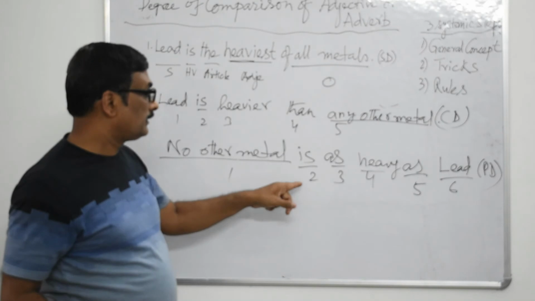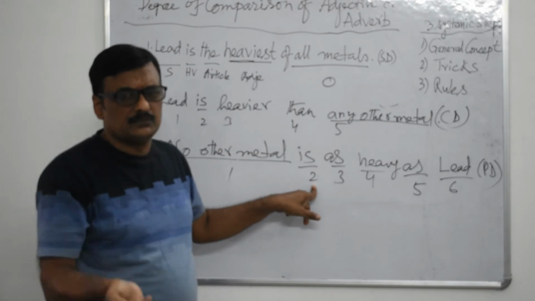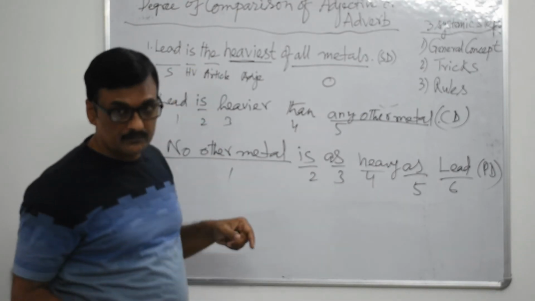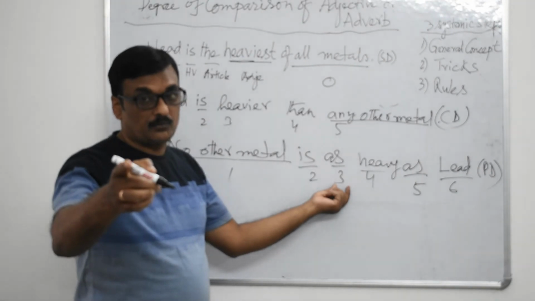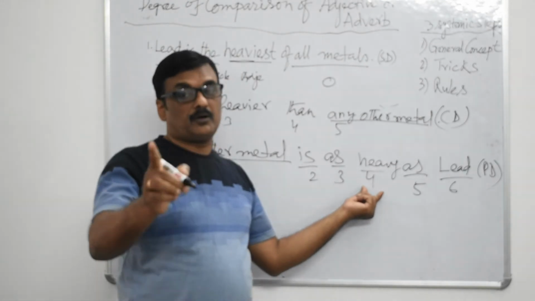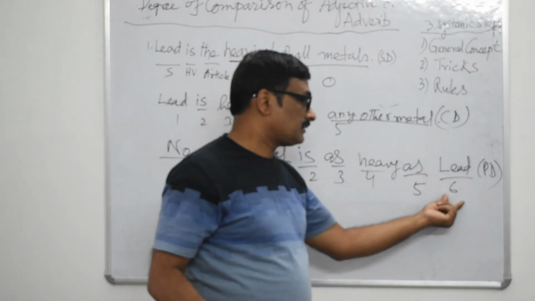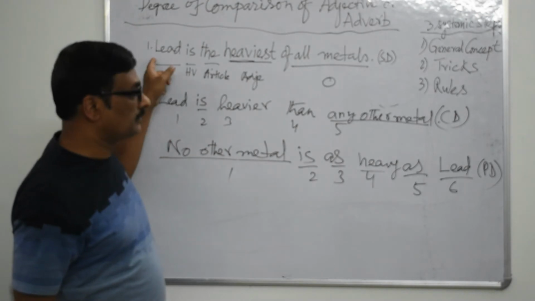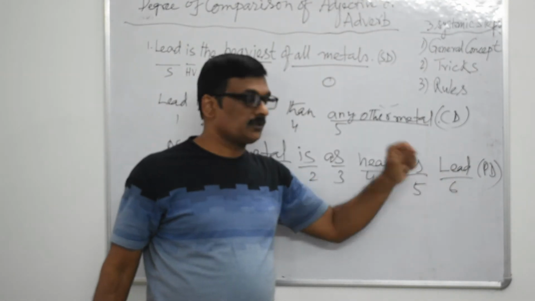No other metal. Then number 2 is the helping verb, or auxiliary verb, or modal verb, whatever is used in number 2 in comparative or superlative degree, comes down to positive degree. And number 3, the distinguishing mark or word of positive degree, as. Then number 4, the positive form of adjective, that is heavy. Number 5, again as. And number 6, object. And this object, the subject of comparative and superlative degree, comes and is used as object in positive degree.